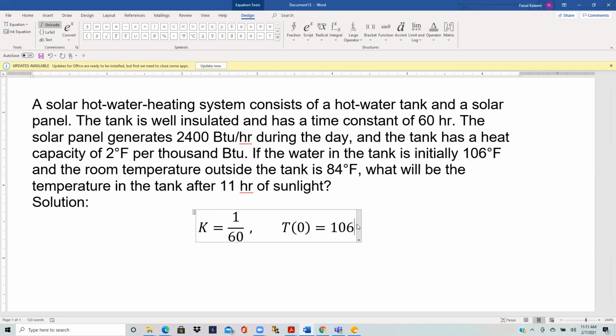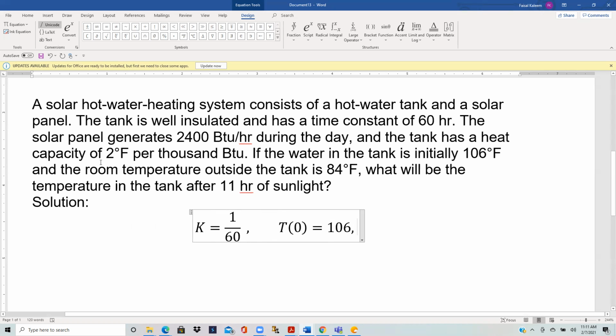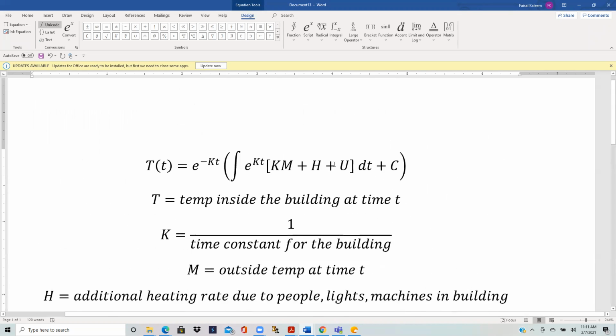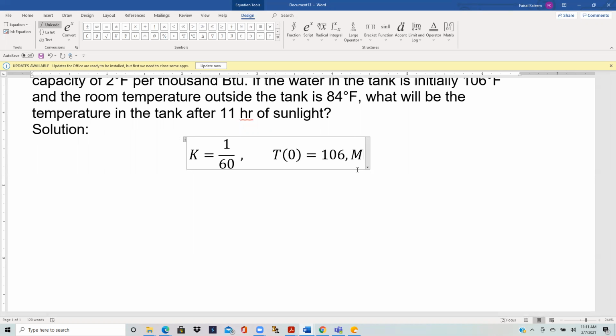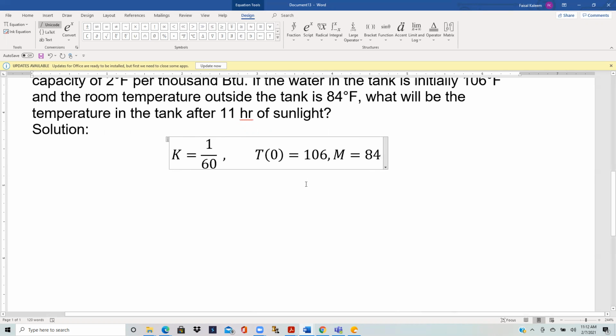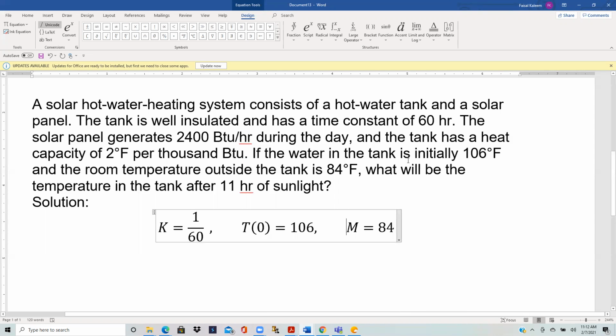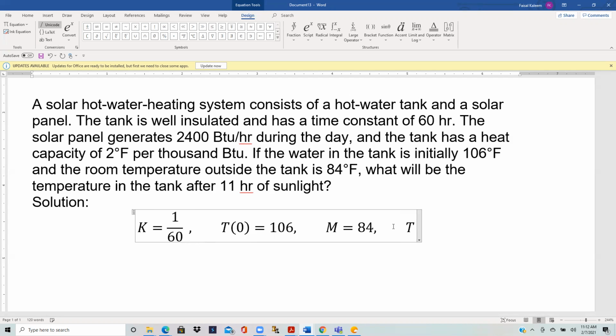And then the room temperature outside the tank. So that's the outside temperature, which is M in our notation. M is the outside temperature. So M is 84. What will the temperature in the tank be after 11 hours of sunlight? So we have to find T of 11. Big T of 11.